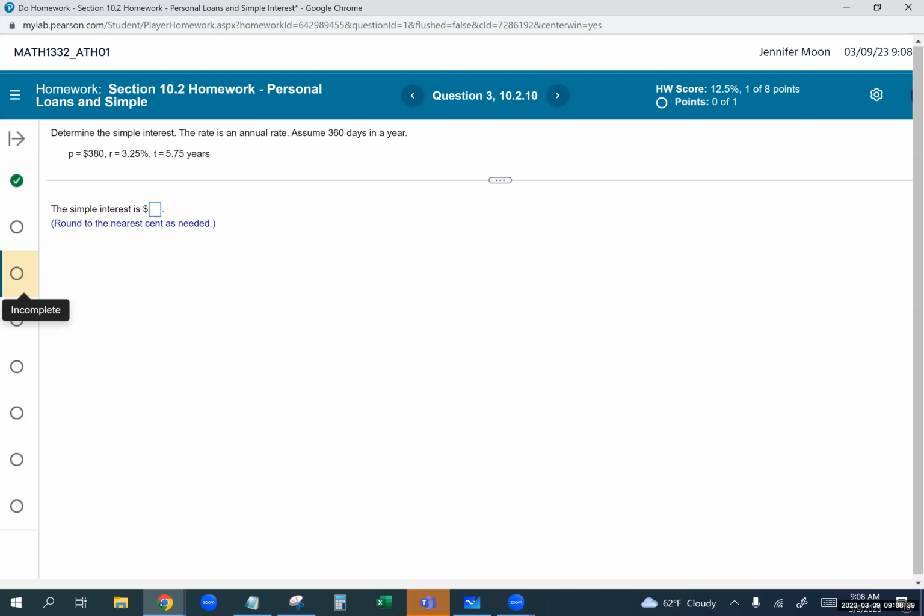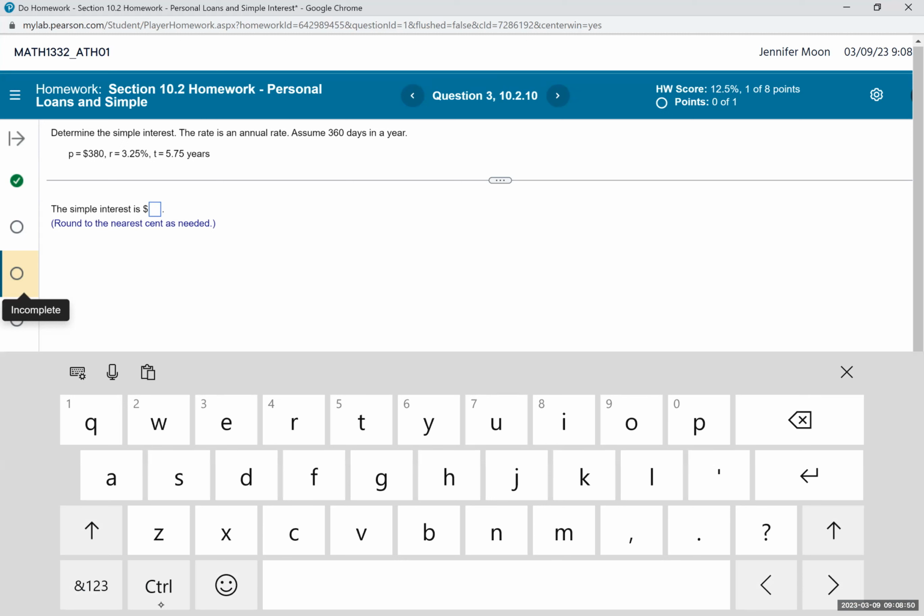P times R times T. Yeah. Google, so... well, yeah, sorry for the computer. It won't let me actually enter it in, but I just use the formula. That would be like that.